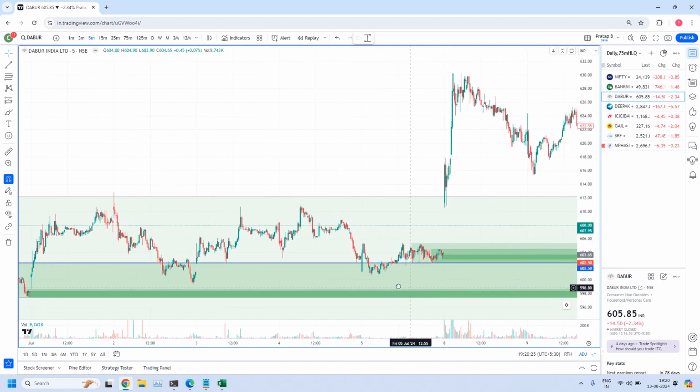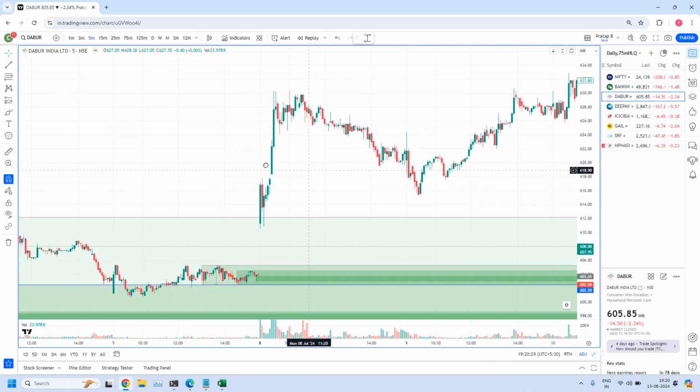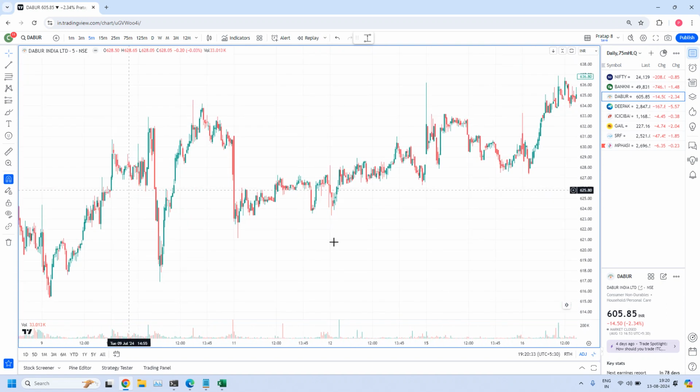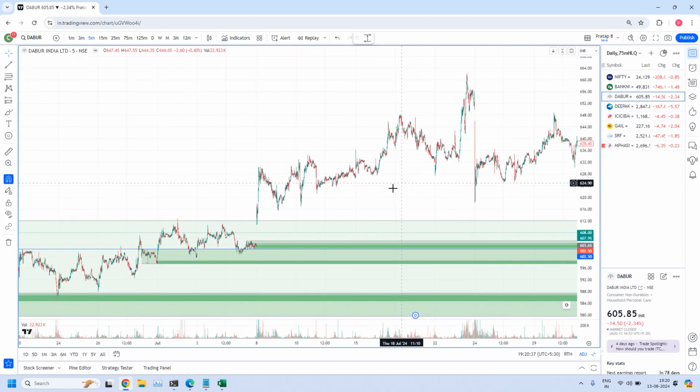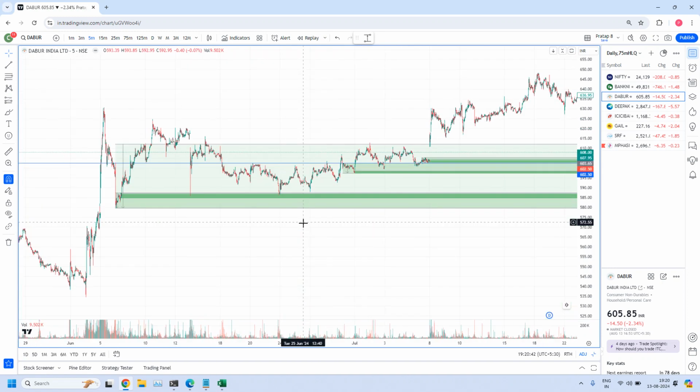This is a fresh zone. What about this zone? This is also a fresh zone. So definitely you can plan the trades because they are the fresh zones. Definitely we can plan the trade in the first zone itself. This is the one we can plan a trade.